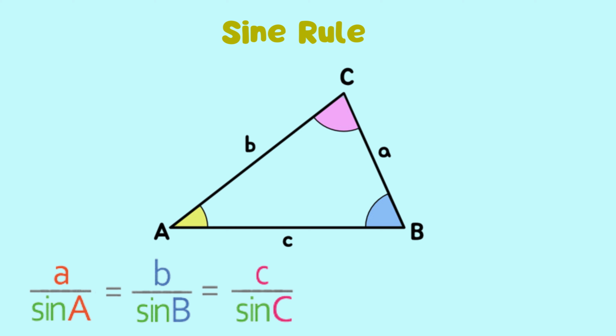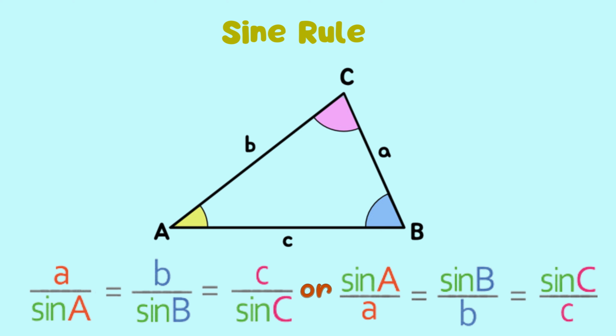Alternatively, you can flip each side. The Sine Rule can be applied to any type of triangle, including right-angled triangles. Now, let's see it in action.